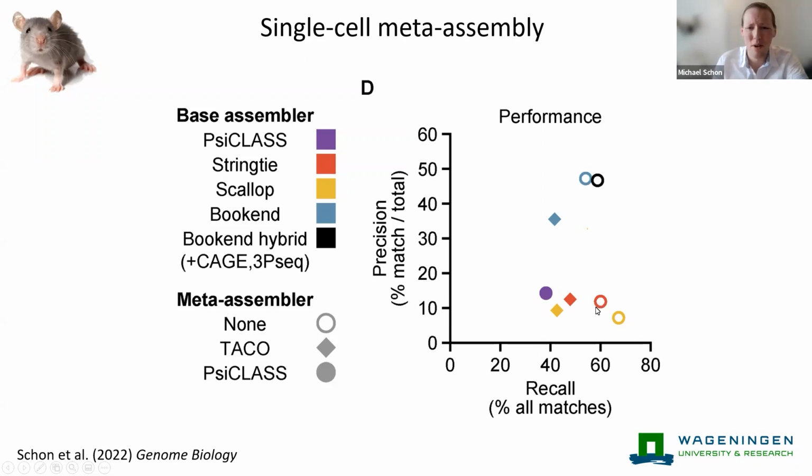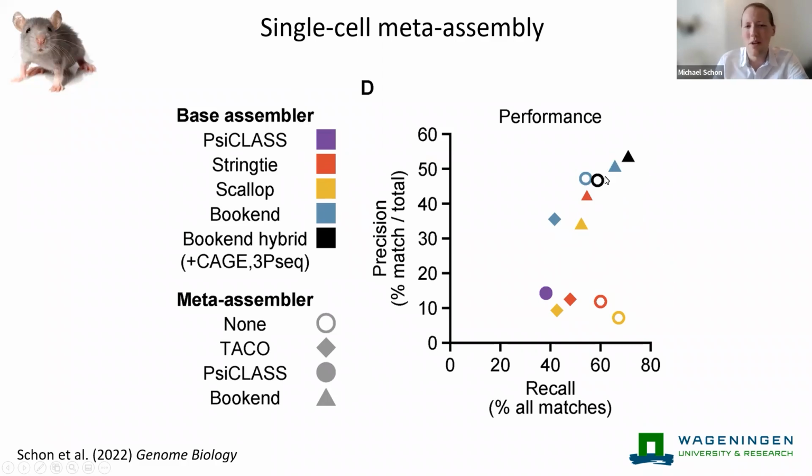You can see that from the base assembly to the meta assembly, we gain a little bit in precision, but lose a lot in sensitivity. And in fact, compared to the Bookend base assembly, the TACO meta assembly loses both a dramatic amount of sensitivity and precision. If we take the base assemblies from any initial assembler and pass them through Bookend a second time, then we can see that we're actually getting a much more true to the reference picture of transcript isoforms.